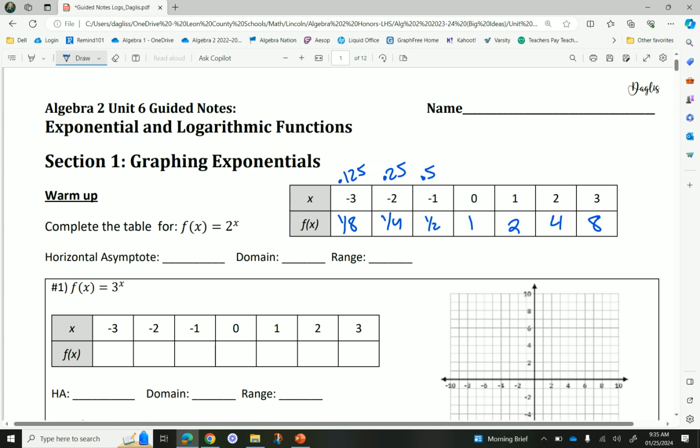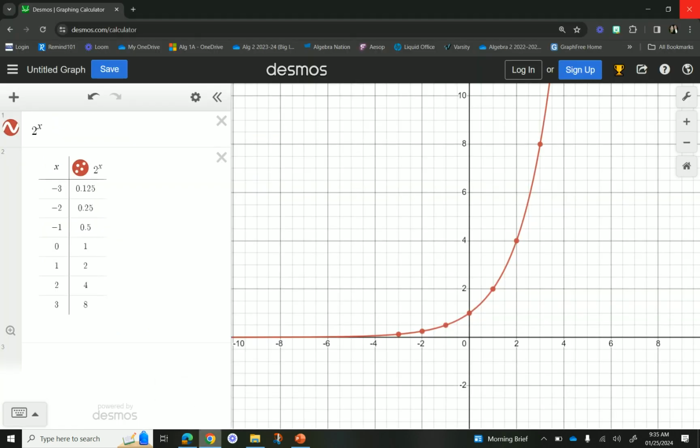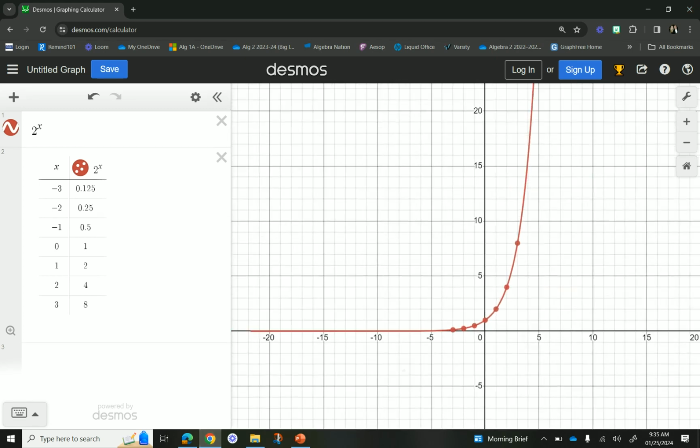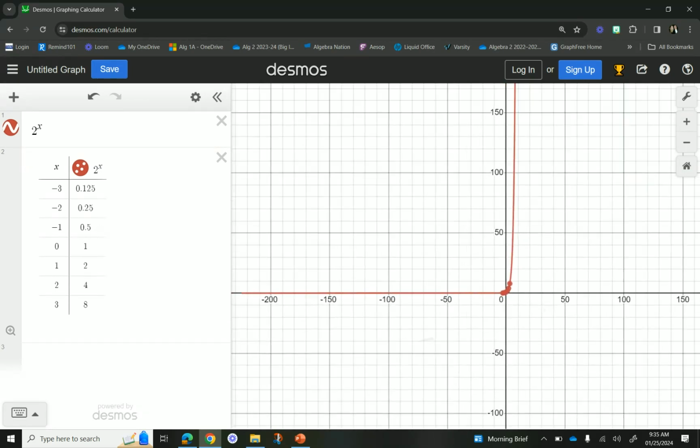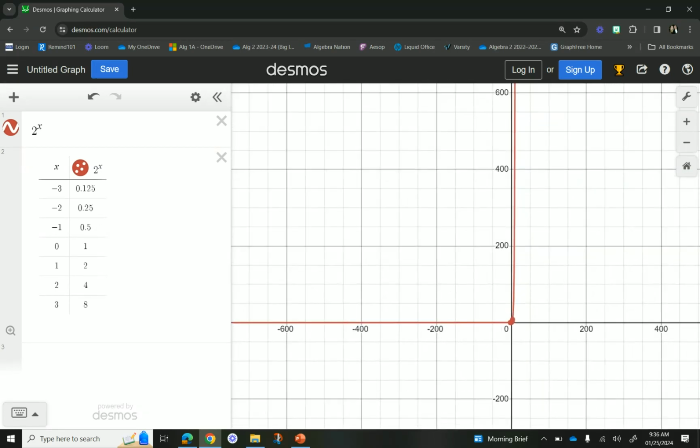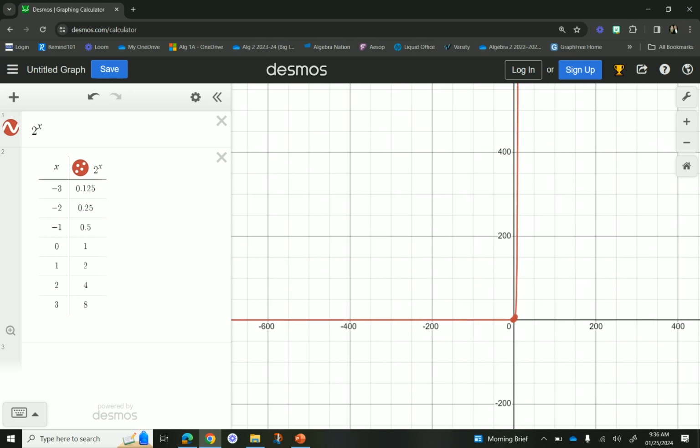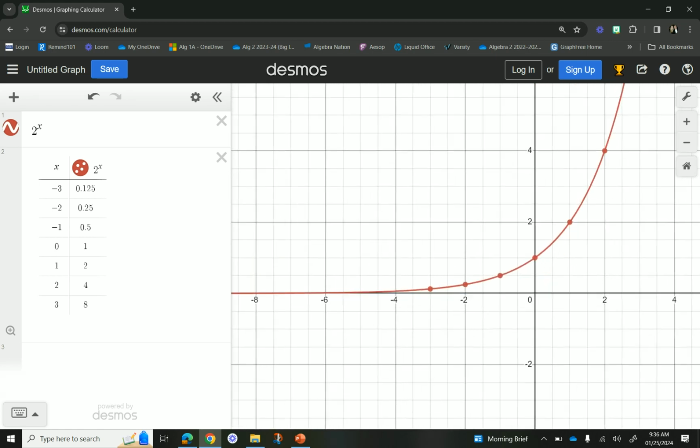Something new we're also going to talk about is an asymptote. An asymptote is a line that your function is going to approach but never touch or cross. So if I look at the graph of 2 to the power of x, it looks like this. There are the points that we plotted. If I zoom out, what line is it never going to cross over? It looks like y equals 0, our x-axis. It's never crossing over it for as far as I go. That is the asymptote.